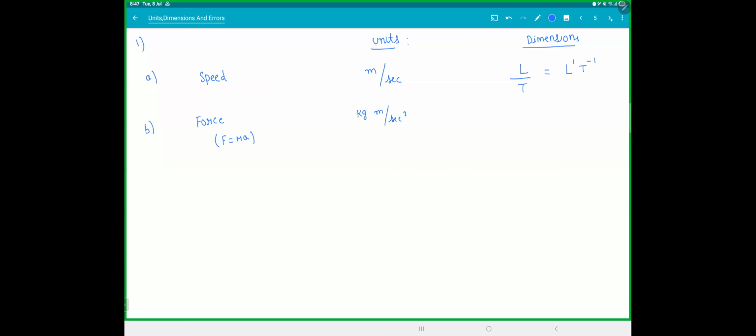What are the dimensions for this? The dimension of kg is M, of meter is length L, and of time is T to the power minus 2. You just put it in a bracket like this. That is how you write dimensions. Is this clear, everyone?